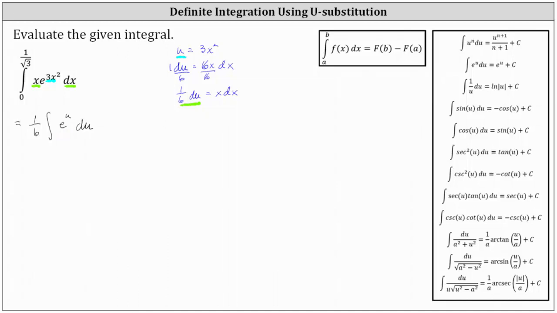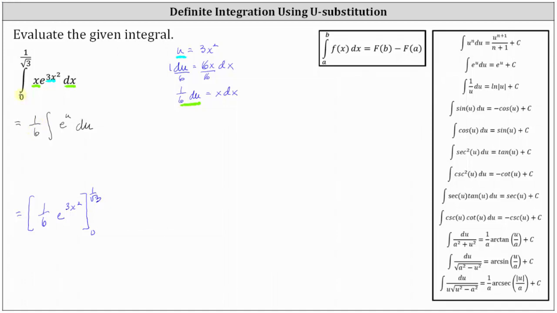Notice the antiderivative with respect to u is going to be 1/6 times e to the u plus c, and we leave the plus c off when evaluating definite integrals, which means with respect to x, the antiderivative is 1/6 times e to the power of u, where u is 3x squared. So if we find the antiderivative here with respect to x, we would use the limits of integration from 0 to 1 divided by square root of 3. We'll come back to this, and now let's find the new limits of integration for u.